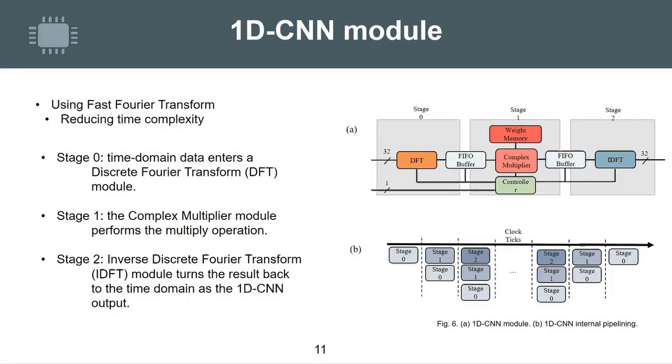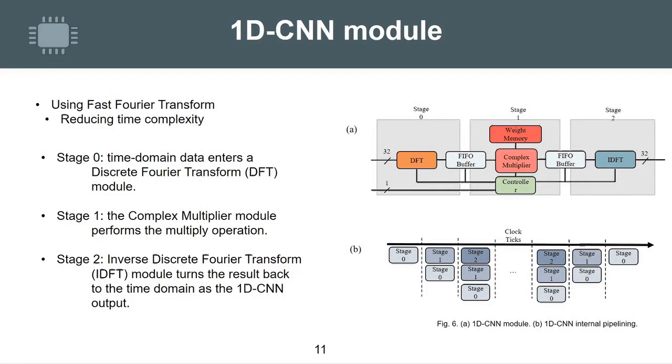For this purpose, we use DFT, discrete Fourier transform, and IDFT, inverse discrete Fourier transform, modules for conversion between time and frequency domain. In the frequency domain, the convolution operation is done by multiplying data and corresponding weights. So we use the complex multiplier for this reason. And pipelining is used here.